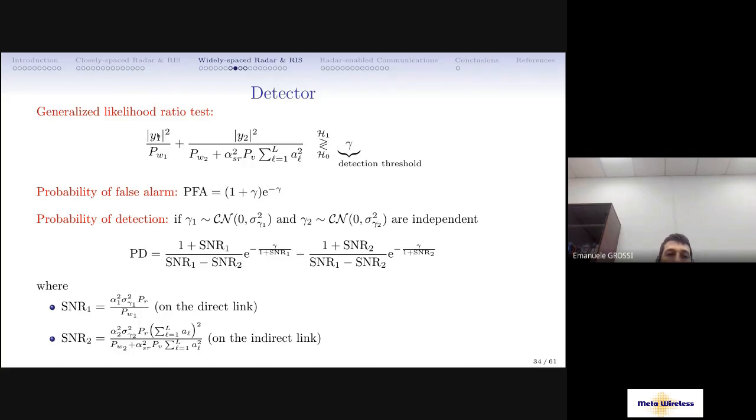Basically, this square modulus is exponentially distributed, and also this is exponentially distributed, and the mean value of this term is 1 plus the SNR at the first channel, while the mean value of this term is just 1 plus the SNR at the second channel, the indirect link. The two SNRs are reported here. The two SNRs are different, since they have different propagation paths and different radar cross sections, but nevertheless, they are two independent exponential random variables. The sum of independent exponential random variables follows a hypo-exponential distribution, and you might write down the probability of detection, which admits this closed-form expression in the special case of two channels.